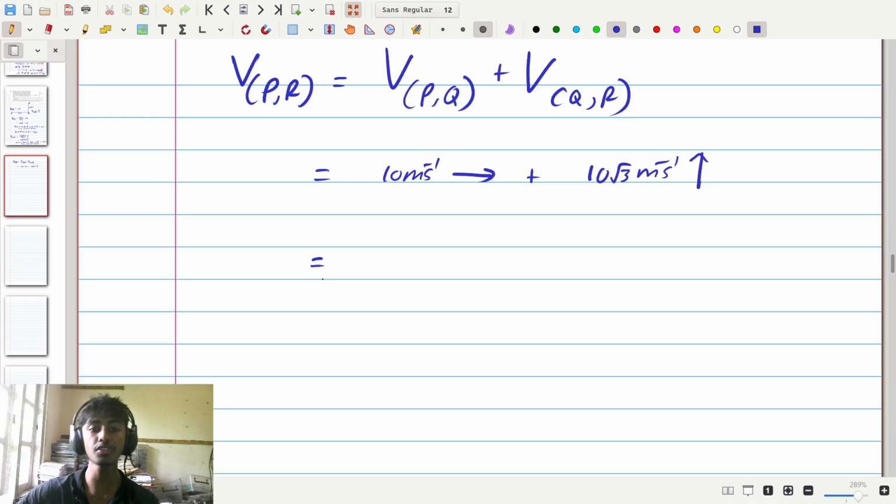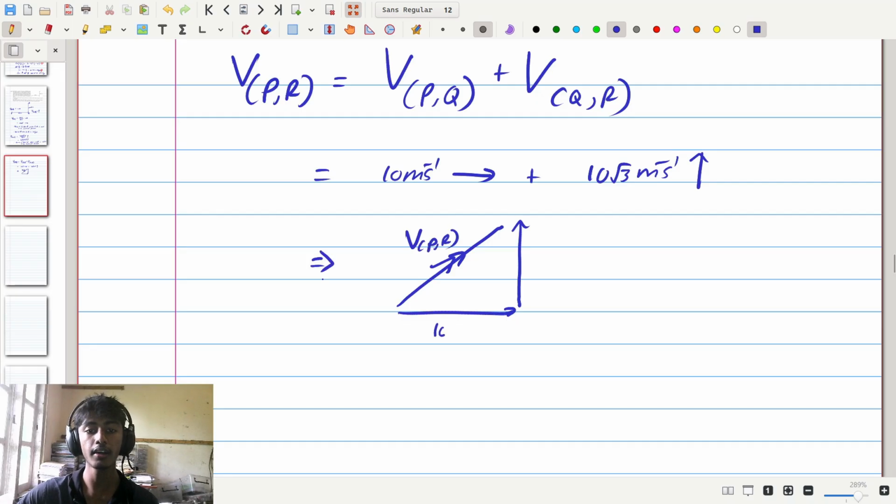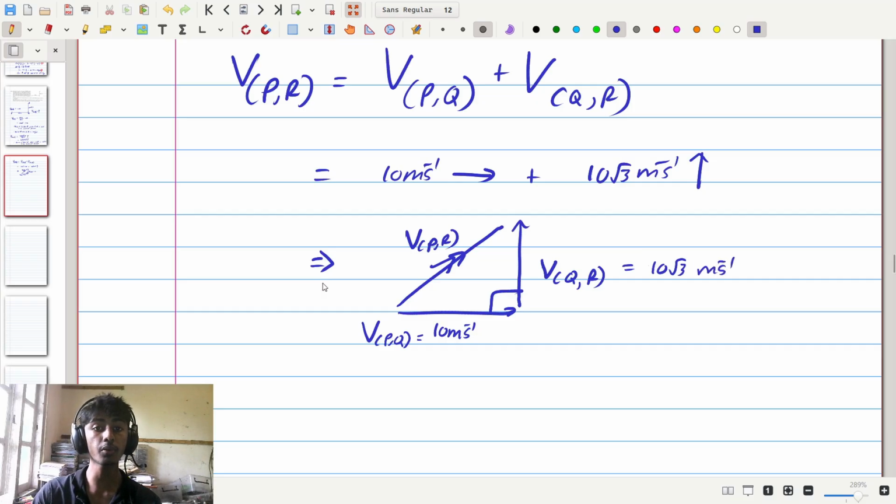So what we have is a system like this. We have 10 meters per second like this and 10 root 3 meters per second like this, which will combine to form a resultant velocity like this. So therefore what we're looking for here is V of P relative to R, and the two sides here are 10 meters per second, which is the V of P relative to Q in this direction, and vertical upward velocity of Q relative to R, which is equal to 10 root 3 meters per second.